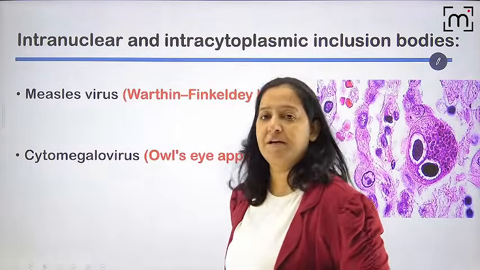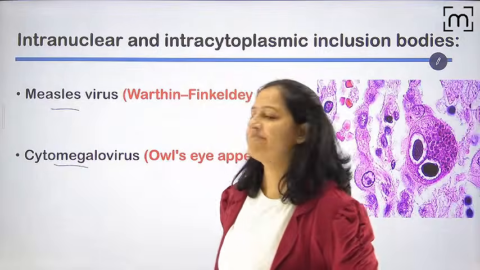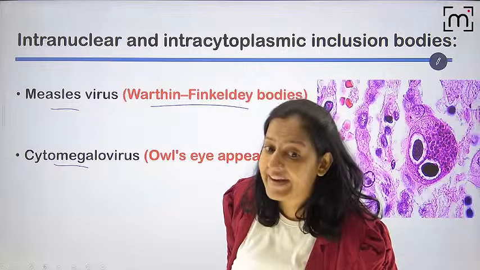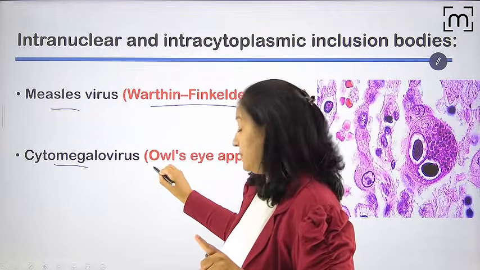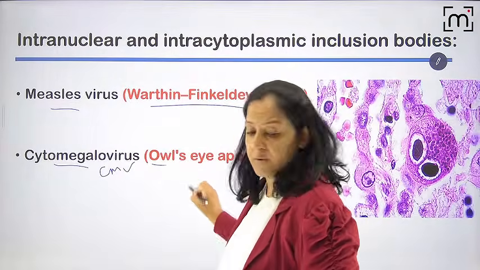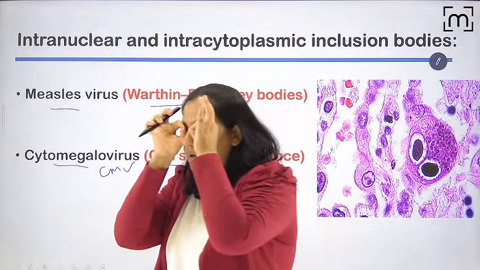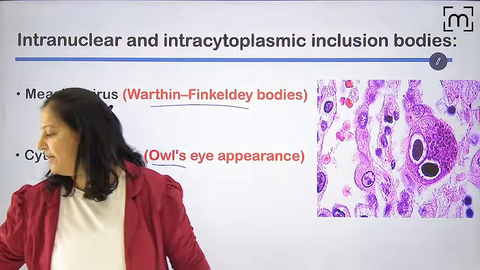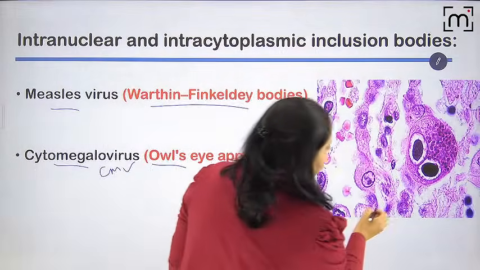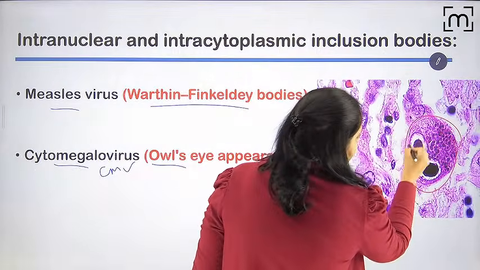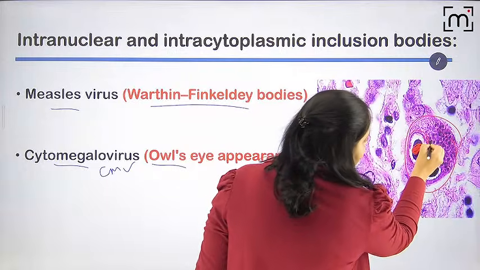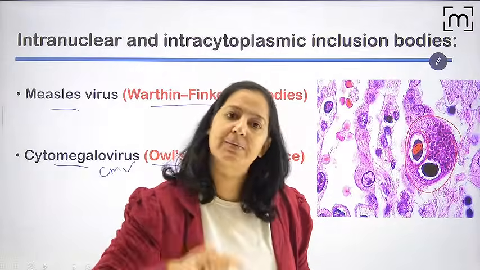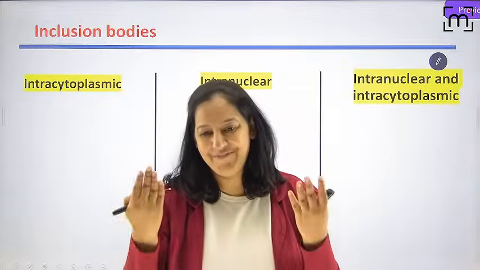And come on, both: intranuclear as well as intracytoplasmic. Only 2 viruses, measles and CMV. In measles it is known as Warthin-Finkeldey, the scientists who discovered it. And CMV, cytomegalovirus, is known as owl eye, ullu ki aankh. Owl eye appearance. Can you appreciate the owl eye appearance over here? This is the host cell. Inside the host cell, this is the nucleus. It is present inside the nucleus also, and in the cytoplasm also. Owl eye appearance inside nucleus as well as cytoplasm. Got it?